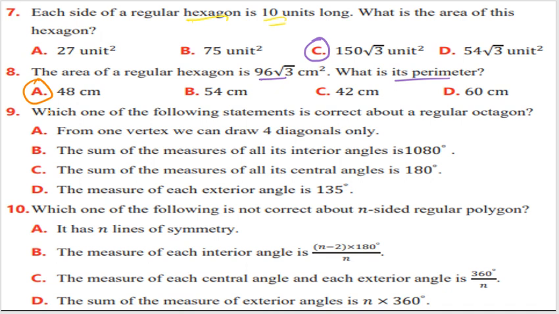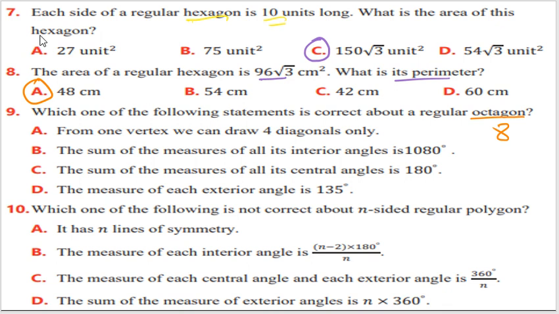Very good. Okay, question number 9. Which one of the following statements is correct about a regular octagon? Octagon means it has 8 sides. From one vertex we can draw 4 diagonals only, it says.